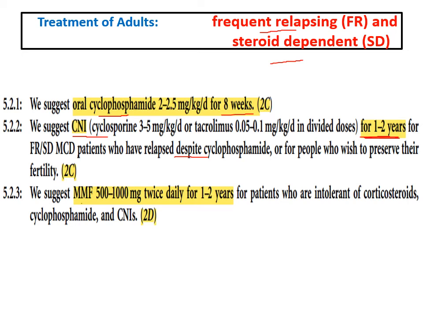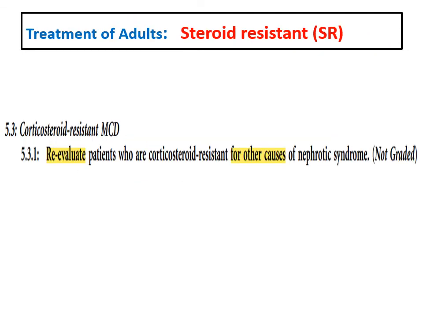أو إنك ممكن تستخدم الاوبشنز بتاعتك في الفريكوينت ريلابس وستيرويد ديبندنت، الام ام اف هتدي من 500 to 1 جرام twice daily for 1 to 2 years للبيشنتس اللي هم intolerant للستيرويد والسايكلوسبورين والسي ان اي.